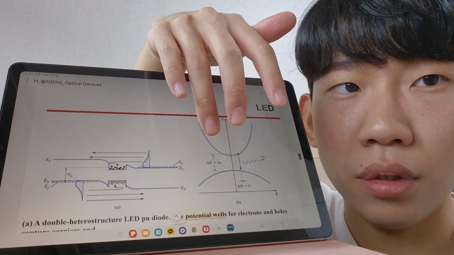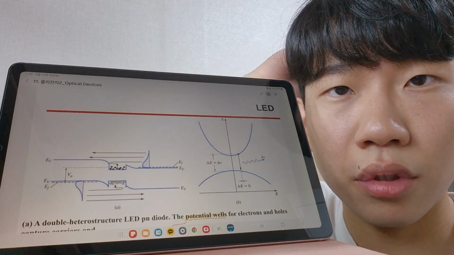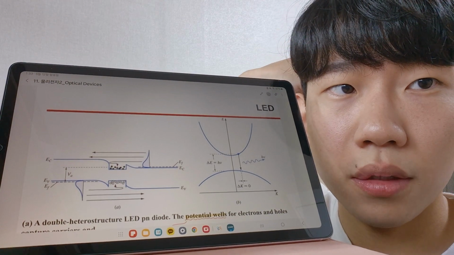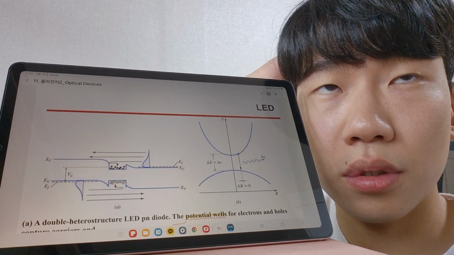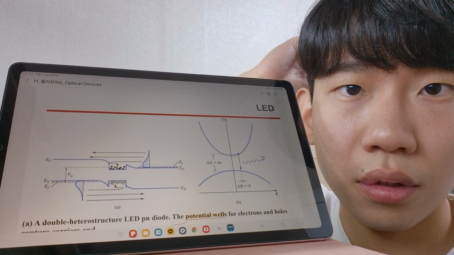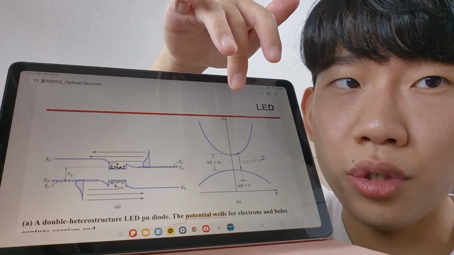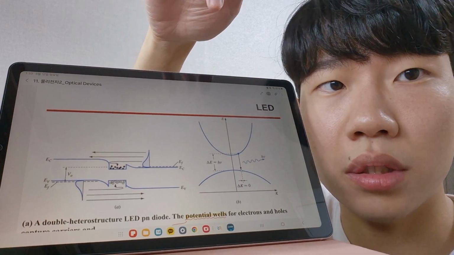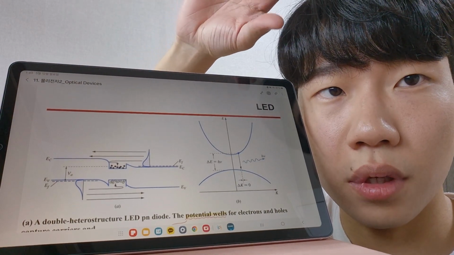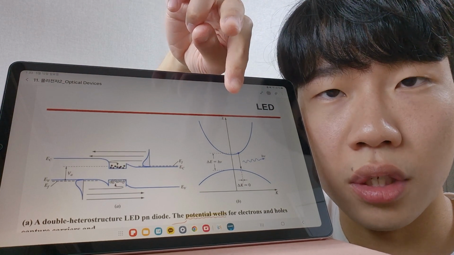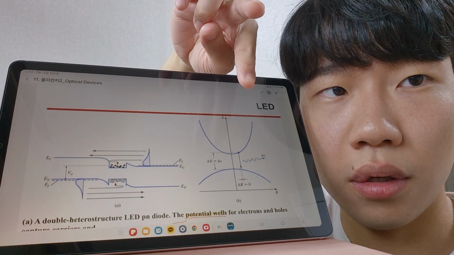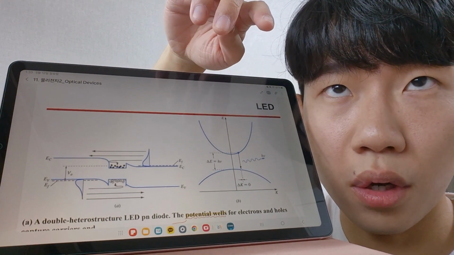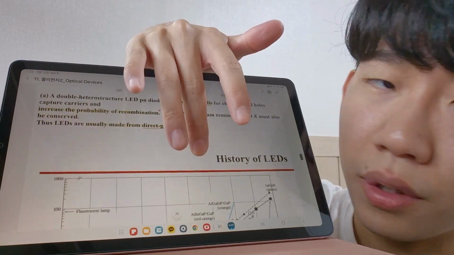Then we learned the E-k diagram, the direct band gap and the indirect band gap in Semiconductor Device 1. So we usually make a direct band gap in this diode, because a direct band gap emits more energy than an indirect band gap, so light efficiency is higher. Okay.